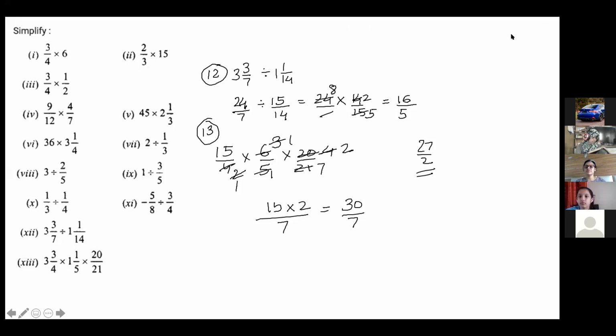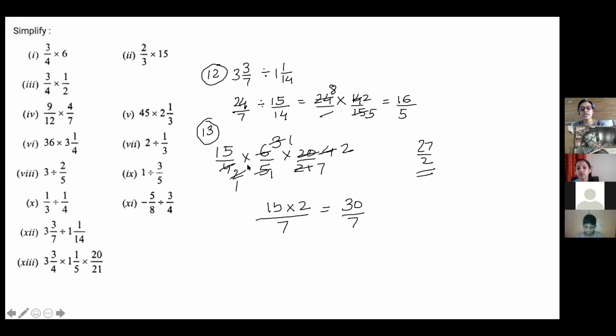Yes, Amina. Ma'am, is it compulsory to do the cancellation method to find the answer during multiplication? Yes, cancellation is important. Otherwise, you will get a 4 or 5 digit answer, and your answer key will have a smaller answer. Your teacher will cross it out.